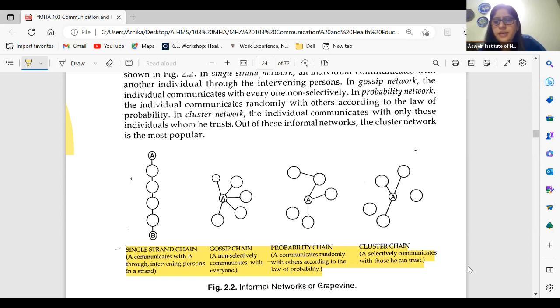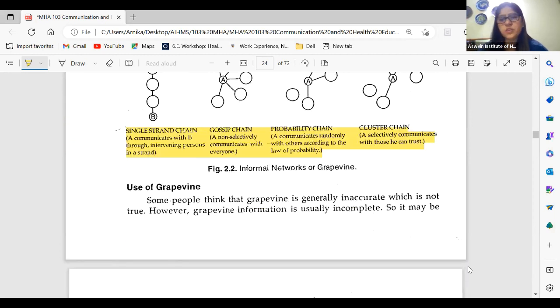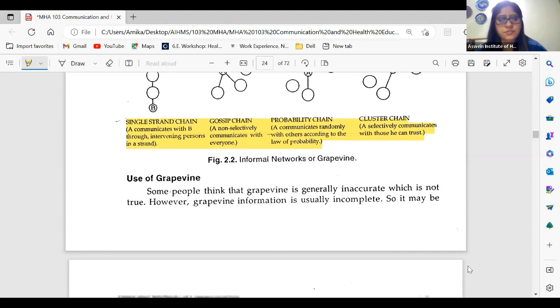Then there is a cluster chain, which is very important because in this one, trust plays a very important role. One person only communicates to another person whom he can trust. It is unlike the gossip chain, where anyone can share the information with anyone. So these are the 4 types of networks or grapevines in informal communication.